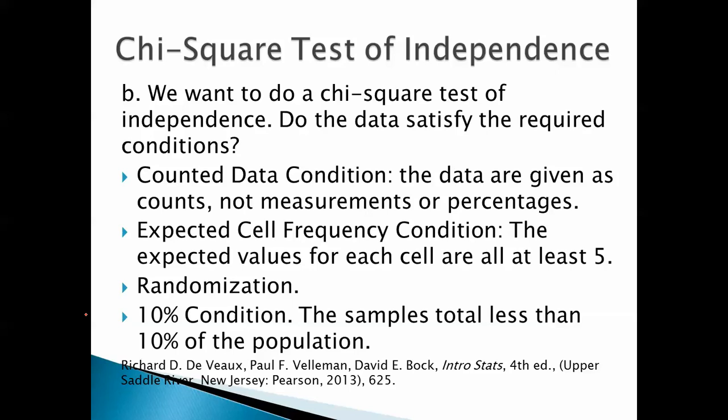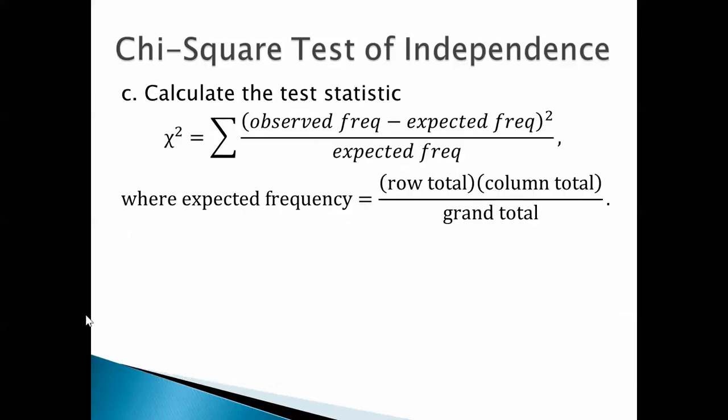Expected cell frequency. The expected values for each cell are all at least 5. Randomization. Yeah, it appears to be pretty random. 10% condition. The sample's total less than 10% of the population. You bet. All of those are satisfied.